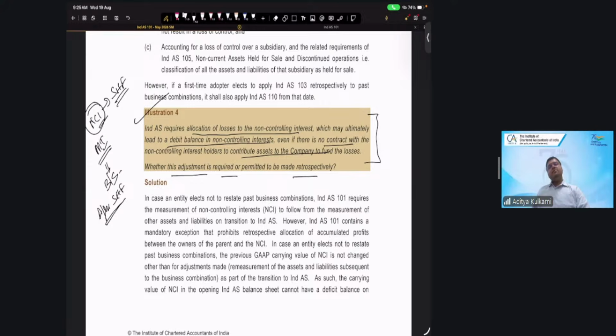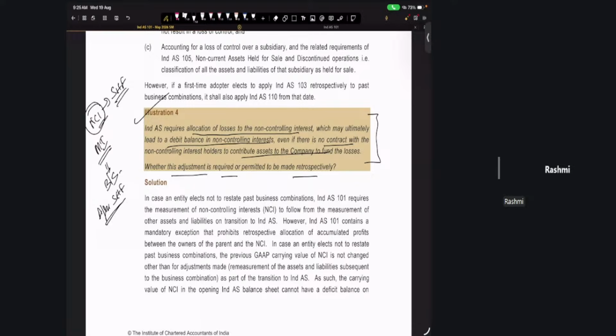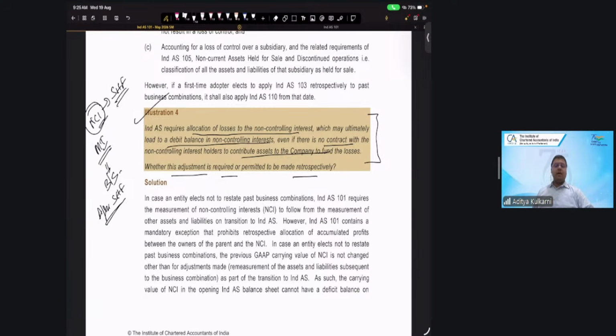You may say that, sir, NCI has been fully paid up, it has paid whatever is to be paid, right? Yes, sir. In spite of that, you can have a negative NCI. All right. Now, in this case, if there is no contract, whether this adjustment is required or permitted to be made retrospectively.